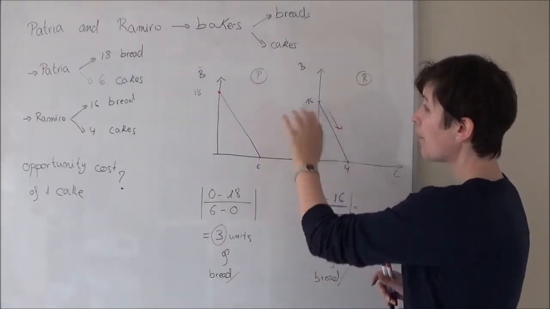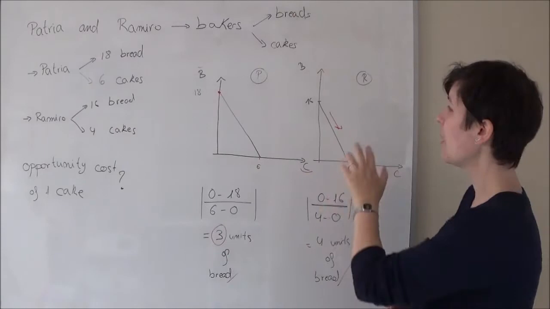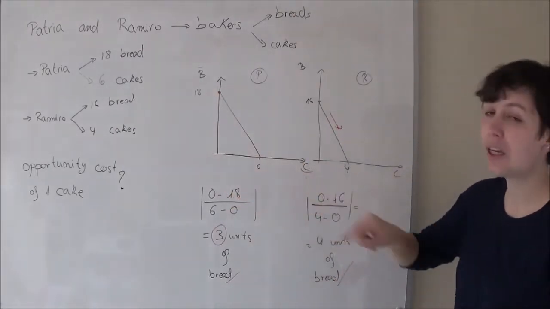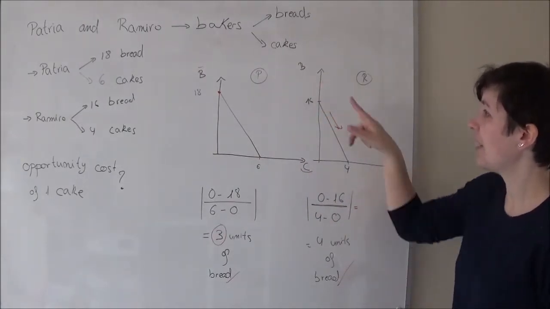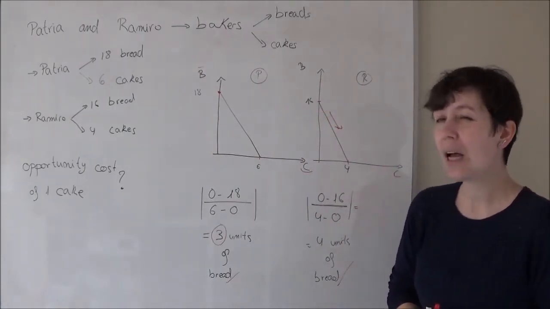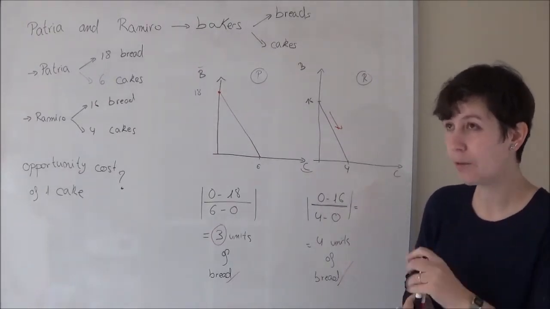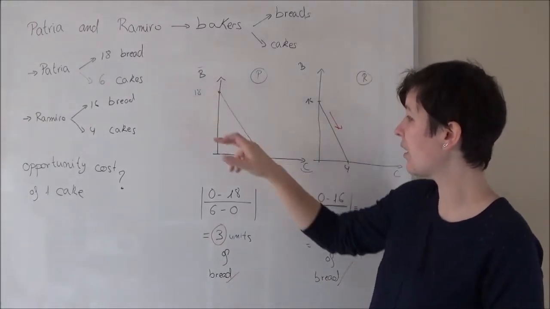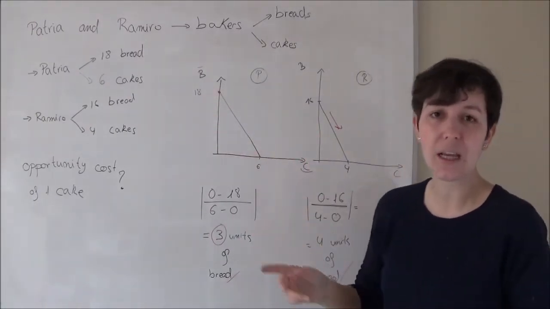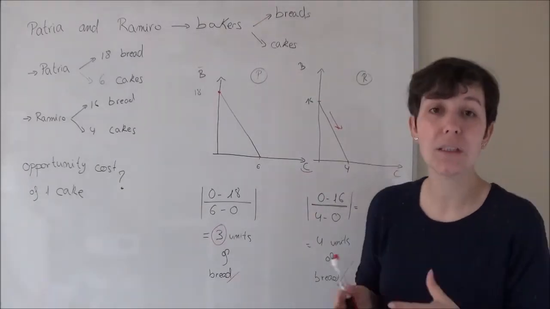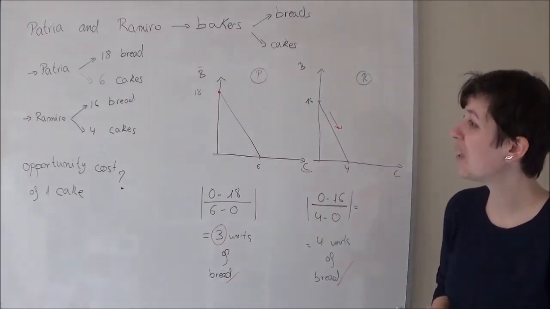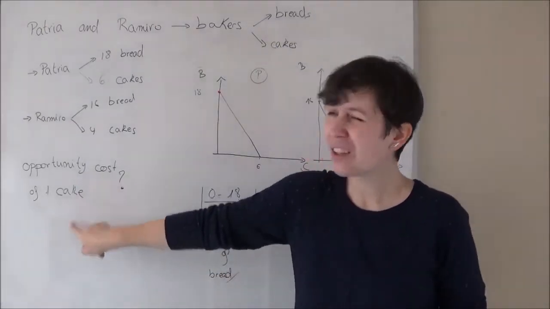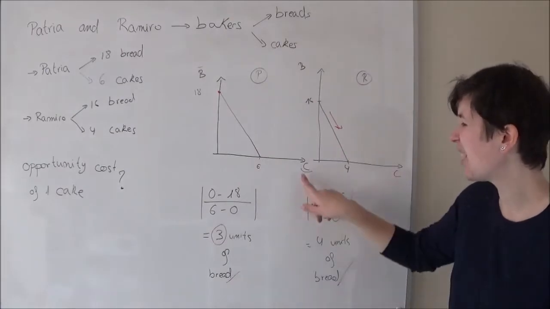So here we are going to have that information for the case of Patricia, and here for the case of Ramiro. We have bread here and cake here. Of course, the result could change depending on if I put cake versus bread here or vice versa. No, the result is going to be always the same. But it's true that in this case, because they are asking me about the opportunity cost of cake, I want to put cake here.